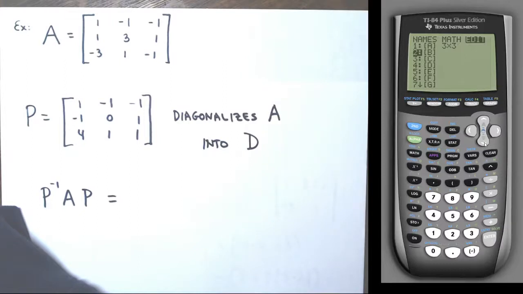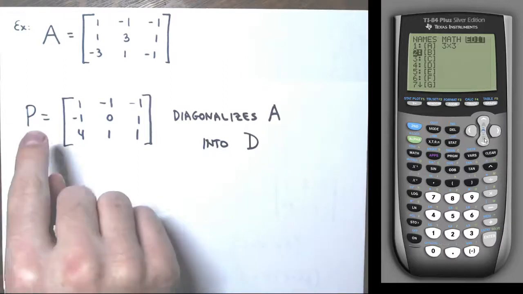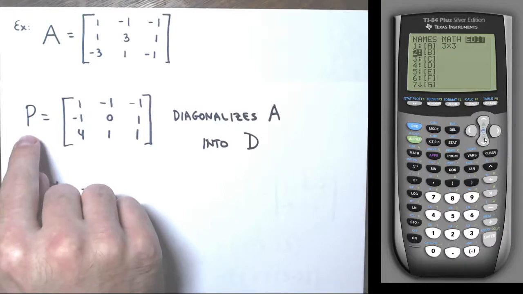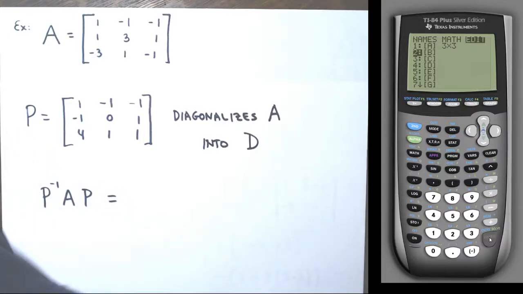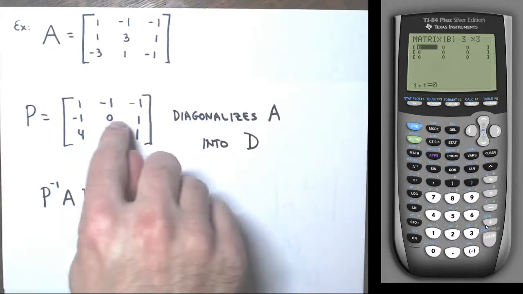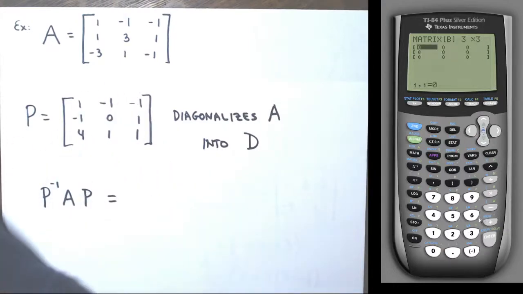All right, then I go back to the matrix menu, over to edit again, and this matrix P, I'll just go to matrix B on the calculator because it doesn't go down to P. Okay, so I'll just go to matrix B and make another 3 by 3, with these entries from matrix P here on my page. So first row, 1, negative 1, negative 1. Second row, negative 1, 0, 1. Third row, 4, 1, 1.